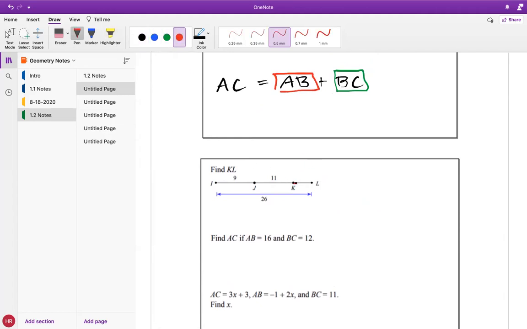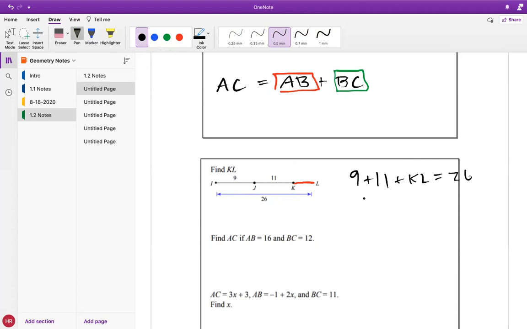Trying to find that. Well, if the whole thing is 26, then I can write this down. If from I to L is 26, then if I add up all three of these, I should get 26. So the first one is 9. The second one is 11. The third one I don't know yet, but I'm just going to call it KL because that's what it is. And that should equal this whole distance here, which is 26.